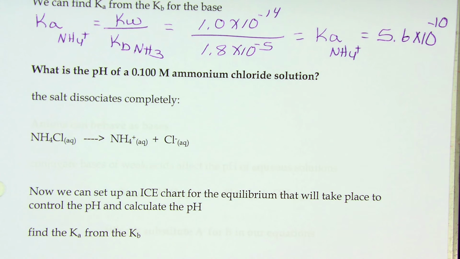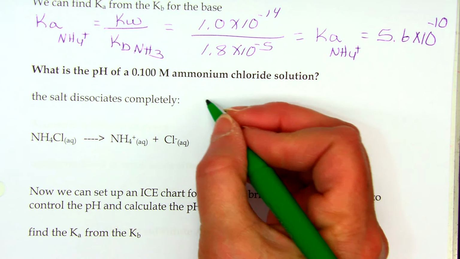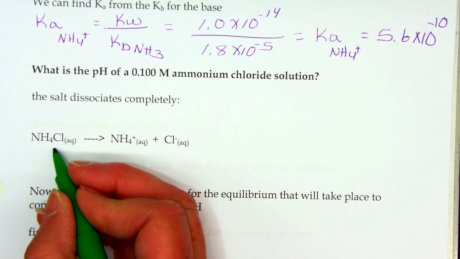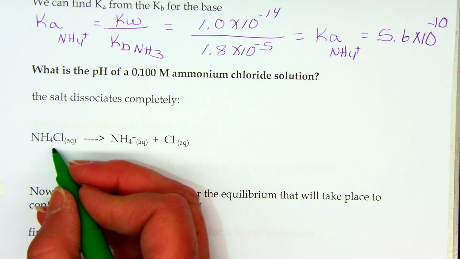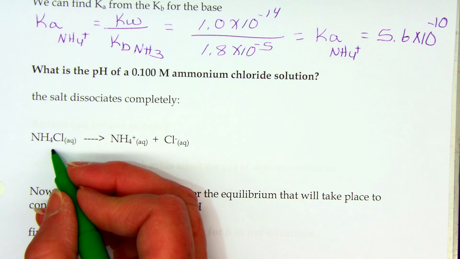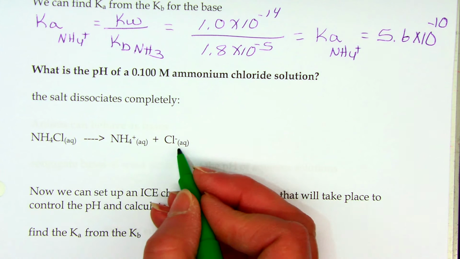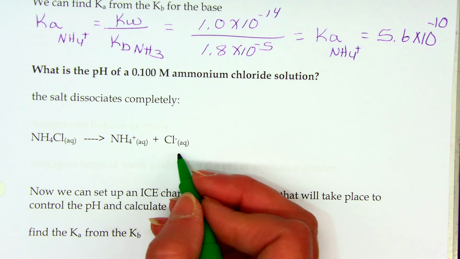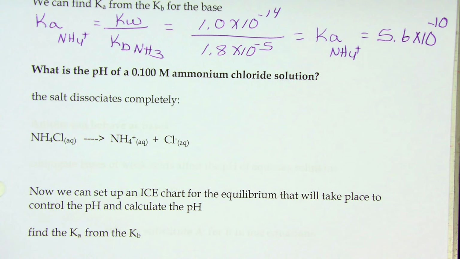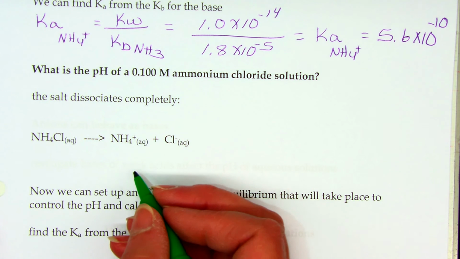And we are going to practice what's in my beaker over and over till you're sick of it. So you have to be able to look at the formula, ammonium chloride, and say, okay, this is an ionic compound. When I put it in water, it breaks completely into its ions, ammonium ion and chloride ion. Now we have to evaluate those ions in terms of acid-base behavior.